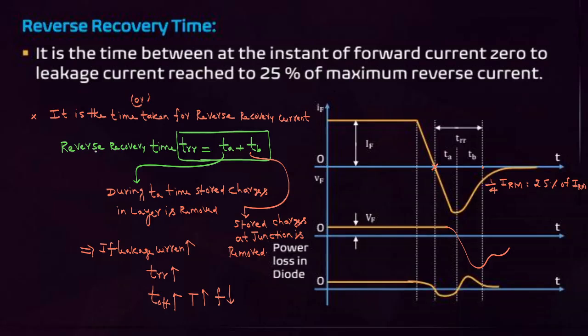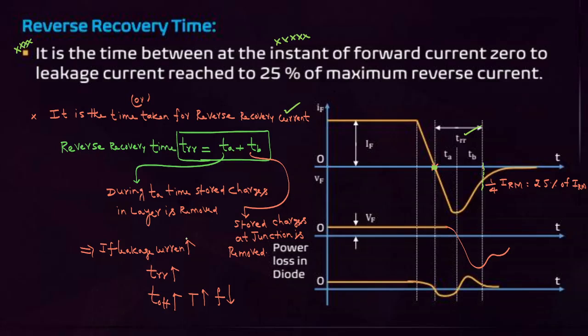With respect to reverse recovery characteristics of a diode, you have to concentrate on how to define the reverse recovery time. Based on this definition, a question has already come in competitive exams. It is the time from the instant the forward current is 0, until the reverse recovery current falls to 25% of its maximum value. Whatever time is taken, that time is called reverse recovery time.